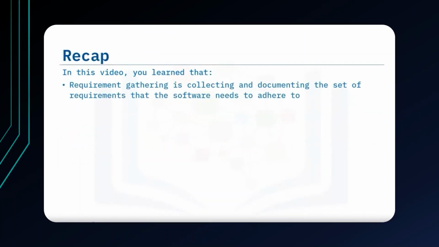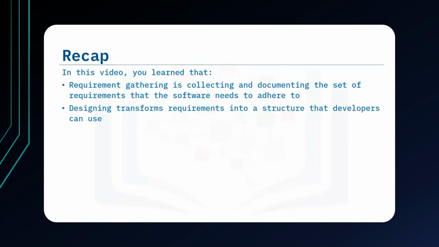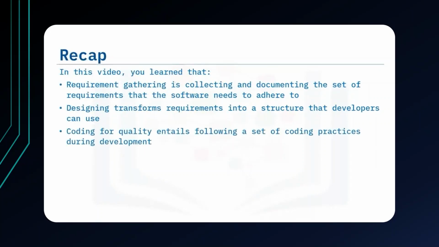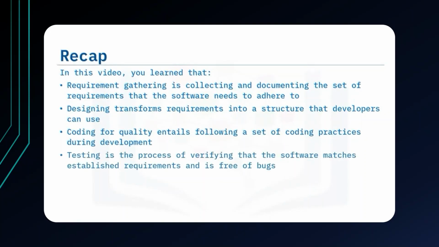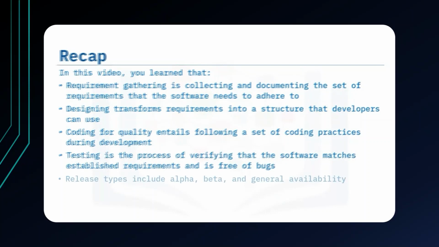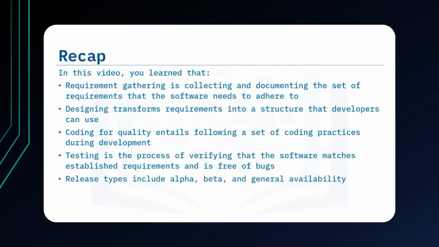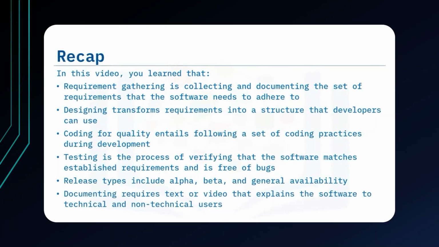Requirement gathering is collecting and documenting the set of requirements that the software needs to adhere to. Designing transforms requirements into a structure that developers can use. Coding for quality entails following a set of coding practices during development. Testing is the process of verifying that the software matches established requirements and is free of bugs. There are 3 types of release including alpha, beta, and general availability, and finally, documenting requires text or videos that explain the software to technical and non-technical users.